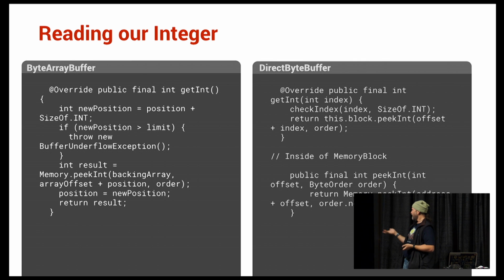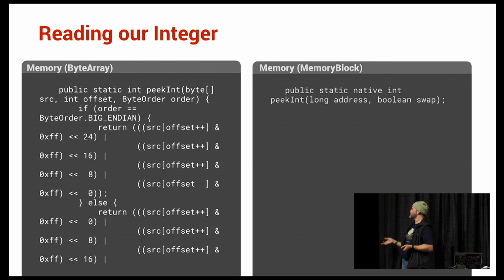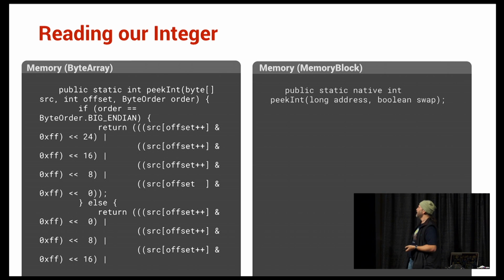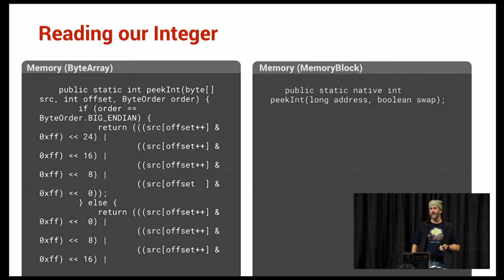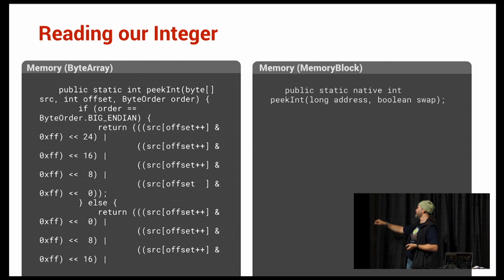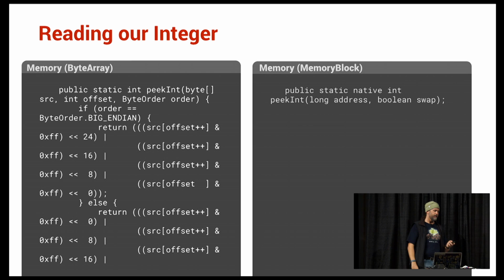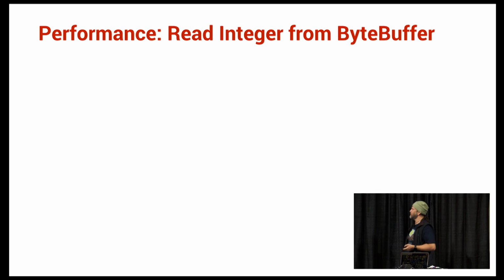So what does this mean? When you look at how this is implemented, if you try to find the source code, you'll see probably the most classic implementation of how to pull data from an array and get it into an integer inside of the ByteArrayBuffer class. And inside of MemoryBlock, it actually calls into JNI.